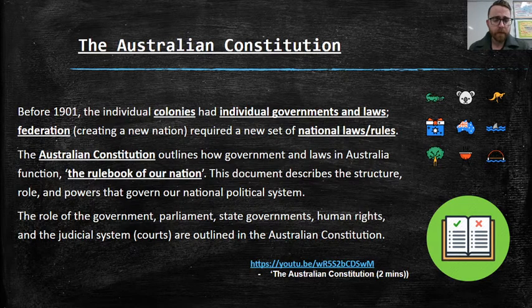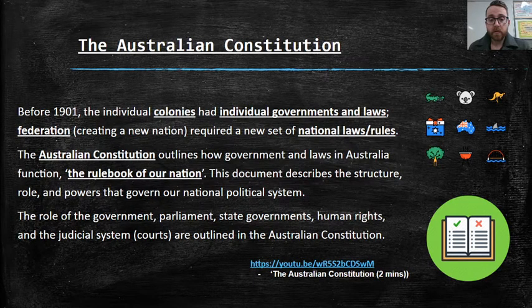Before, we never really needed everyone to be on the same team, on the same page, because we were in our individual colonies. But now that we have one nation, we need one set of rules for everyone to follow. Otherwise, it's just going to be a confusing mess like it was before Federation. So the Australian Constitution was the answer to that problem.